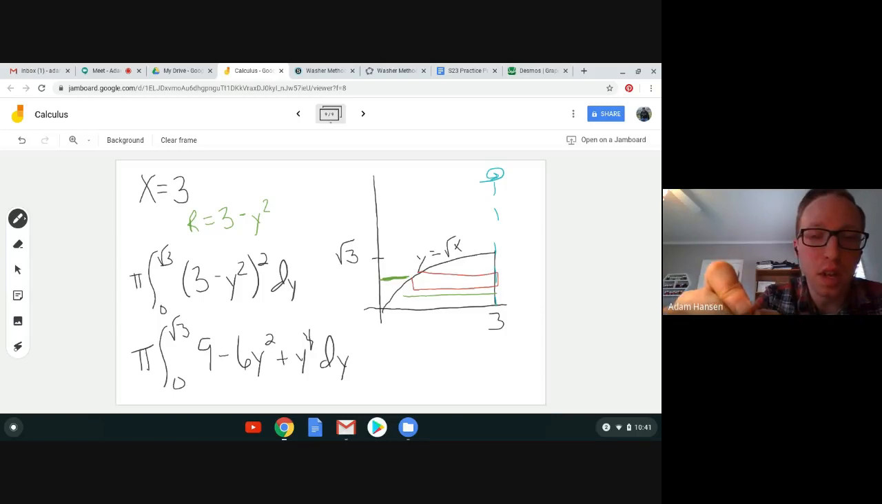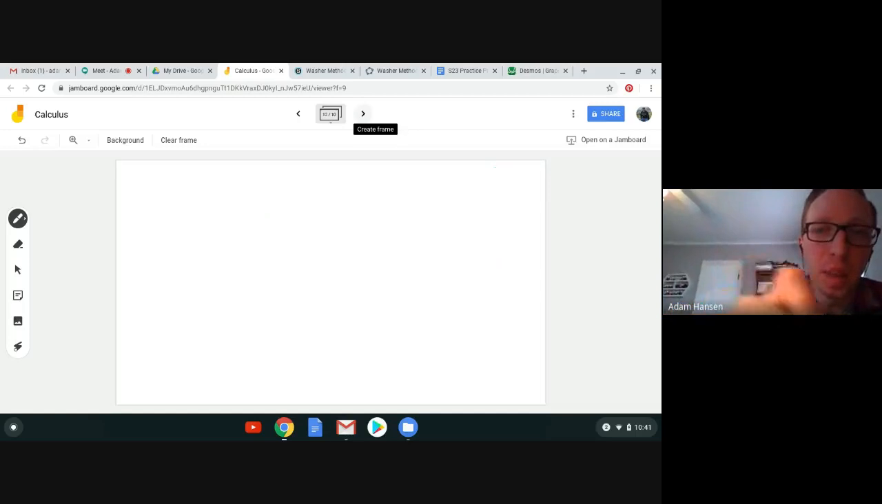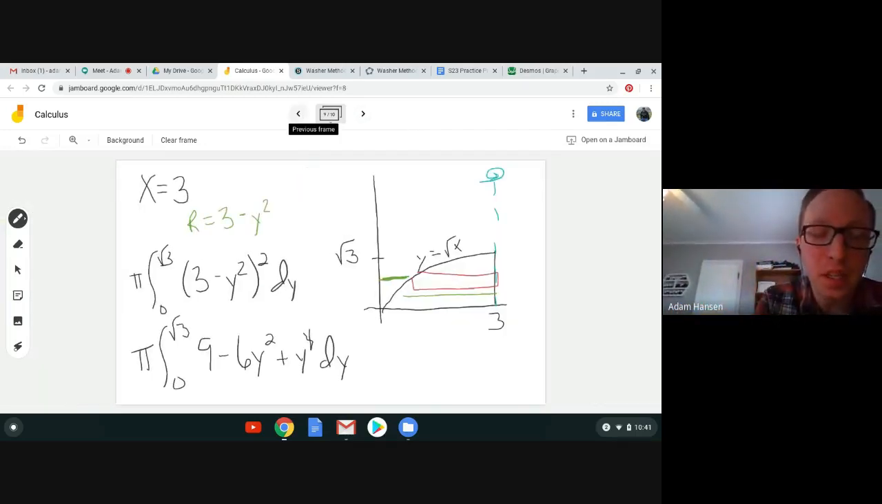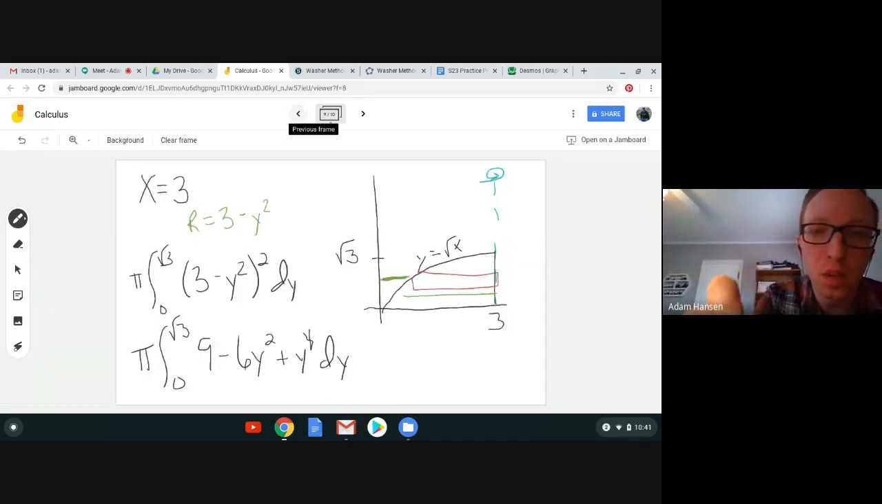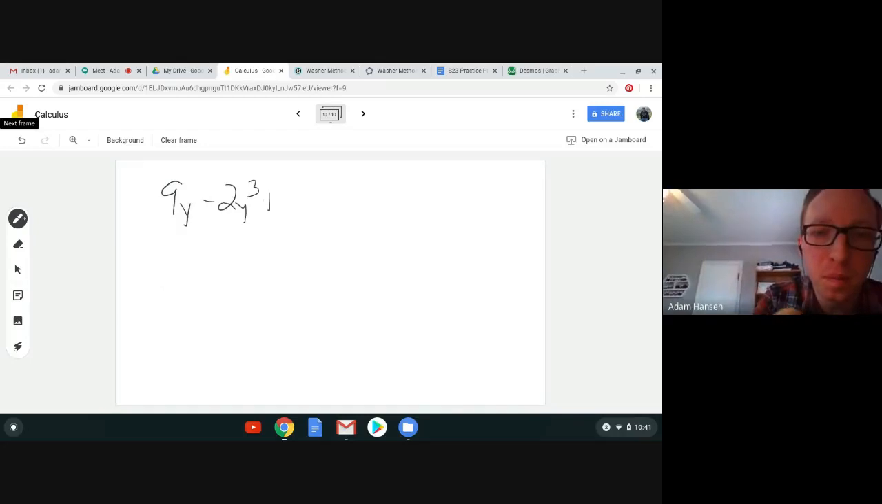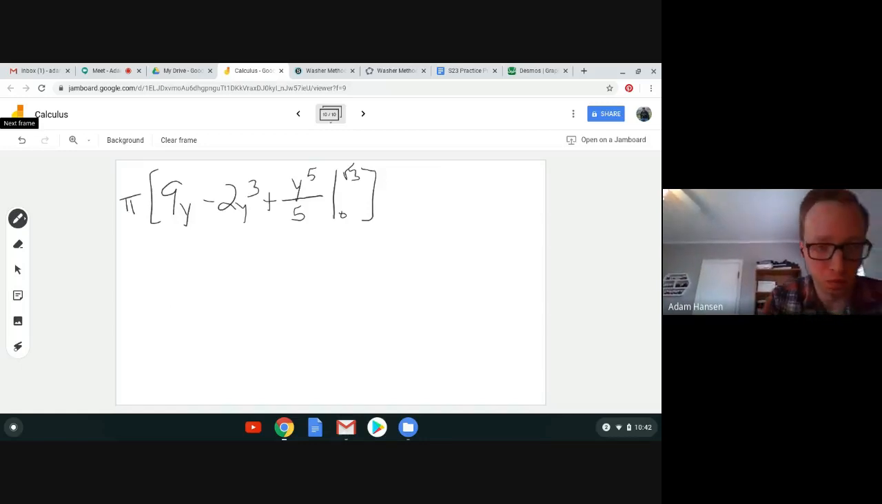So let's see here. Is that 9y minus 2y cubed plus y to the 5th over 5 between 0 and root 3? Don't forget the pi.